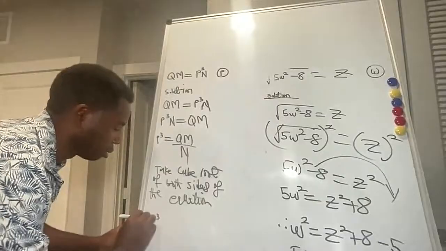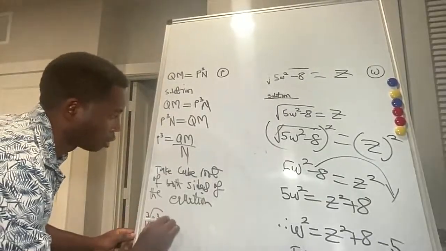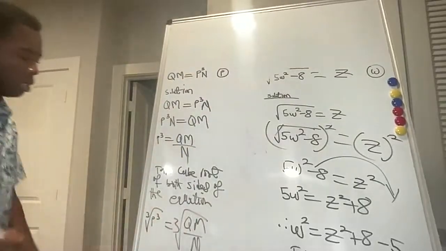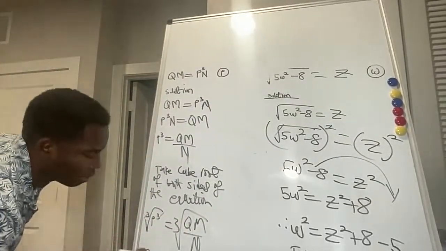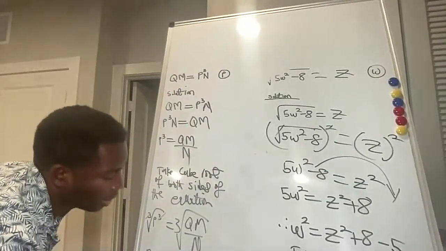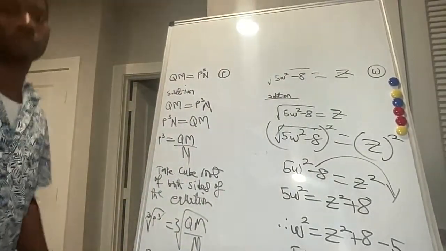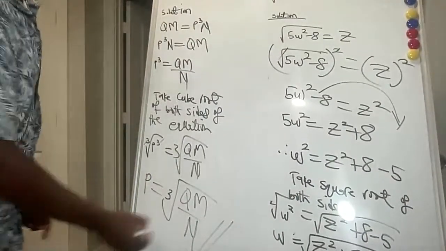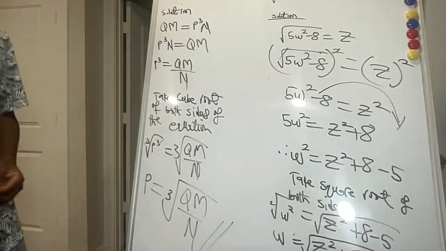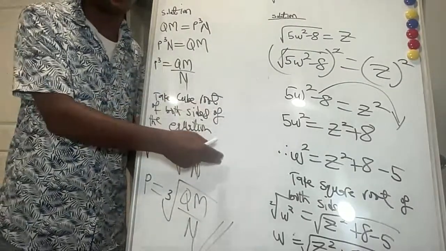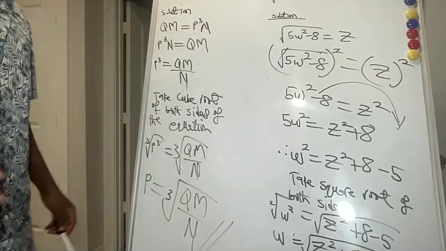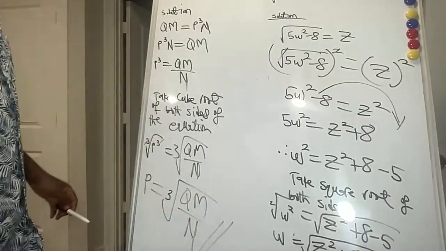P raised to the power 3 here is equal to the cube root of Qn over n. There is 3 here, the 3 cancels the 3. We have ordinary P is equal to the cube root of Qn over n. Now, P is the subject of this equation.